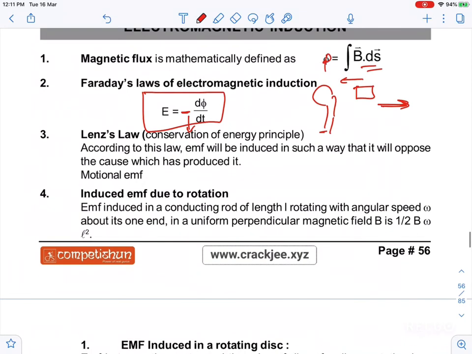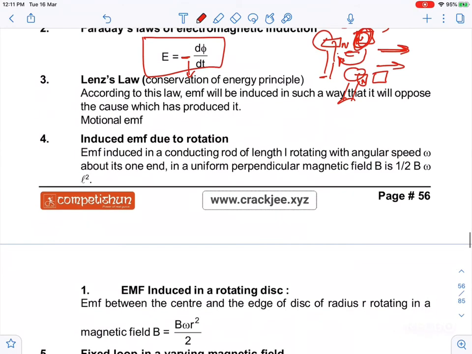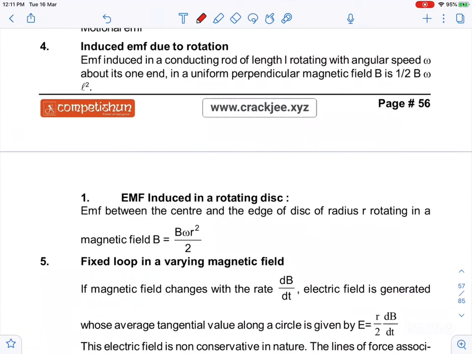Lenz's law is basically conservation of energy, and magnetic flux phi you can write as B dot ds. Now, Lenz's law says that it opposes its own cause. Suppose you are bringing the north pole of a magnet here, this will behave as a north pole, so it will repel. So it is opposing its own cause. Bringing this north pole closer produces current in this coil, and now it becomes a north pole so that it is repelling. So it is opposing its own cause.